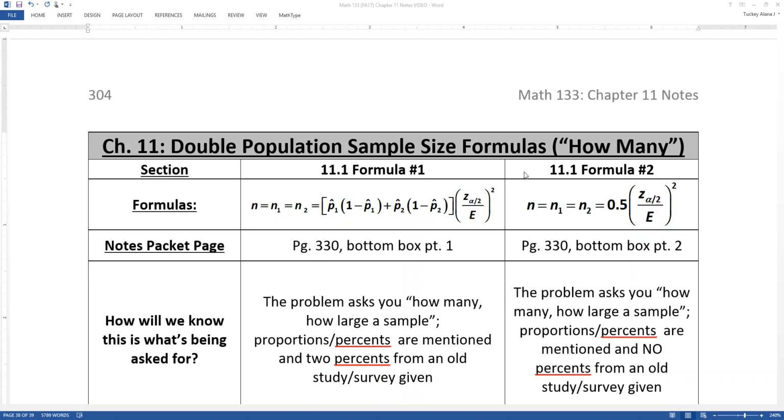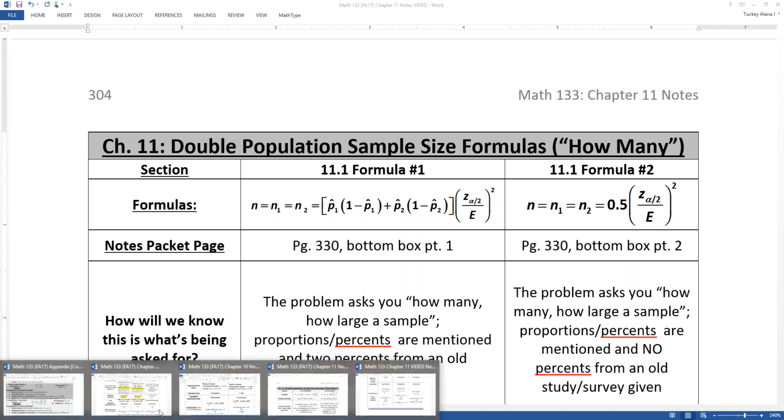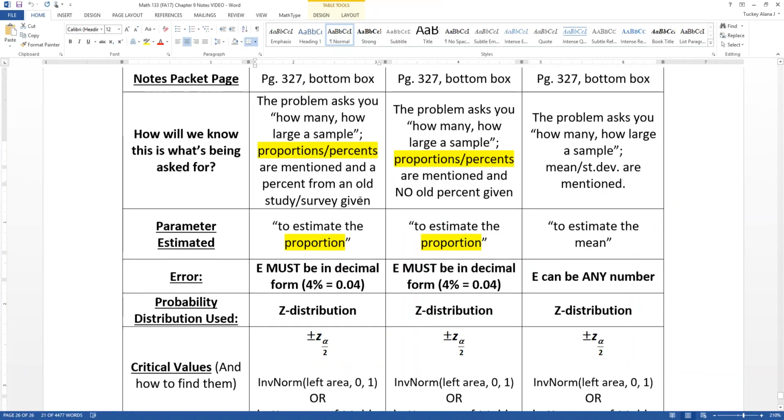In Chapter 11, we also expanded not only upon our construction of confidence interval formulas, but we also expanded upon our sample size formulas. Now we ran into two more sample size formulas. Let me remind you about the sample size formulas we already knew from Chapter 9.